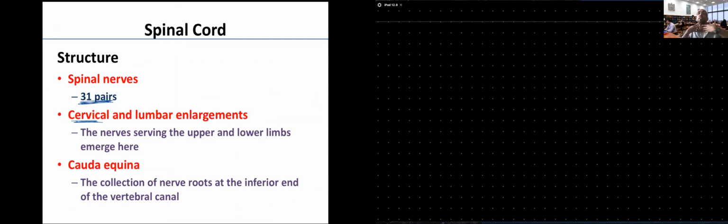This is actually where the nerves innervating the upper and lower limbs get their origin. The cell bodies of those nerve fibers are located in my spinal cord. So this part of the spinal cord contains the nerve cells that will carry the signals to my upper and lower limbs. In the cervical region, I've got the nerve cells that distribute the signals to my upper limbs. And in the lumbar region, I've got the nerve cells that distribute the signals to my lower limbs.